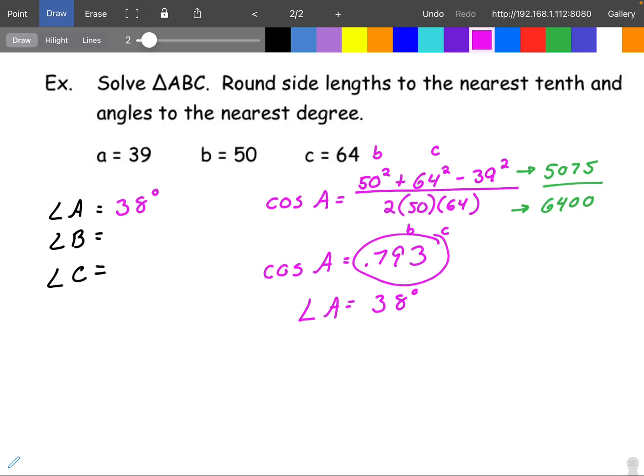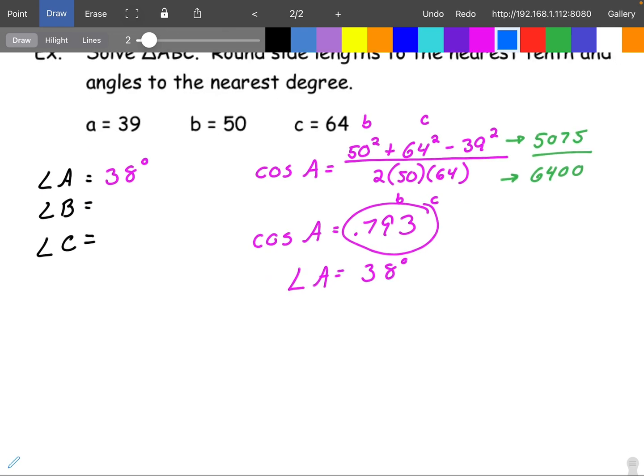Now at this point I have 2 choices. I could switch back to law of sines, because a lot of us like law of sines better, because I do now know a side and an angle with the same letter. However, I really try to avoid using answers that I have found, if at all possible, because what if I messed up this 38 degrees? If I use it in another answer, then that answer is going to be wrong because I used a wrong answer to find it. So although I can switch over to law of sines at this time, I'm going to stick with law of cosines and find another angle.